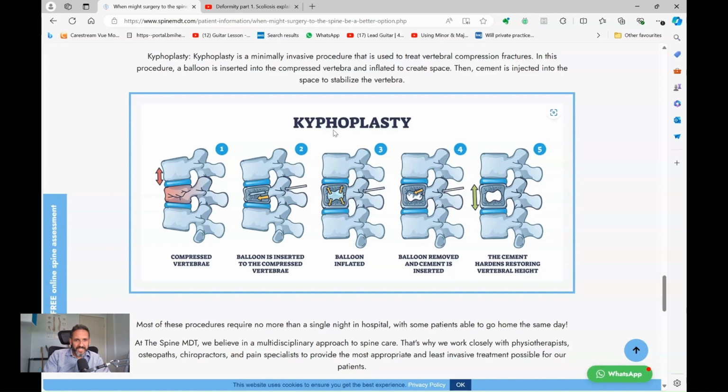So kyphoplasty in this case, where for a little nick in the skin, you can pass a needle under image guidance into the bone, inflate a balloon, and inject some cement into the bone to harden it up, but also to restore its height and help correct the angulation.